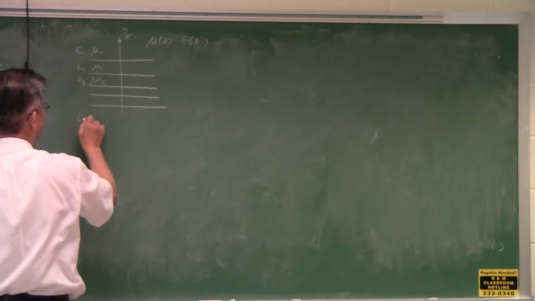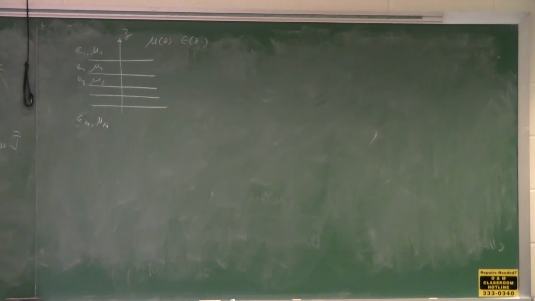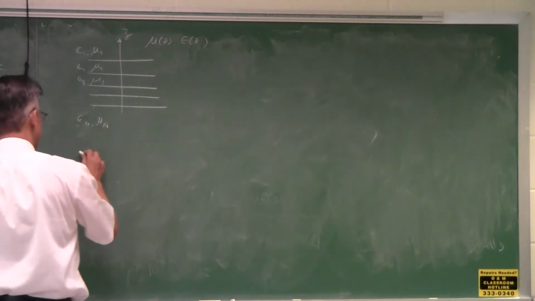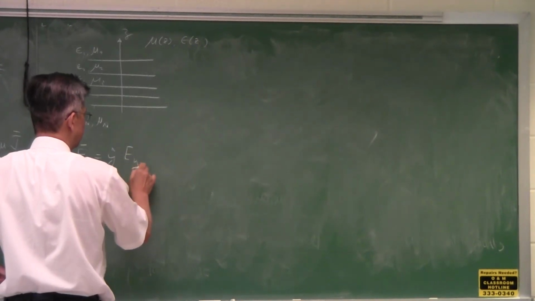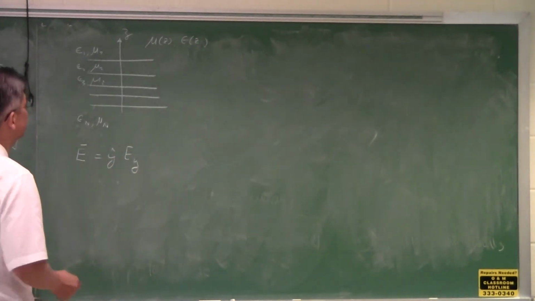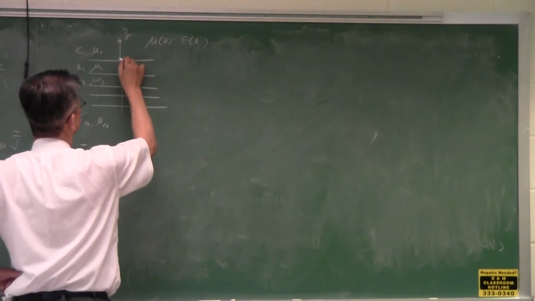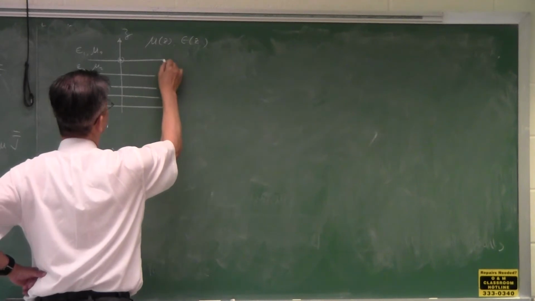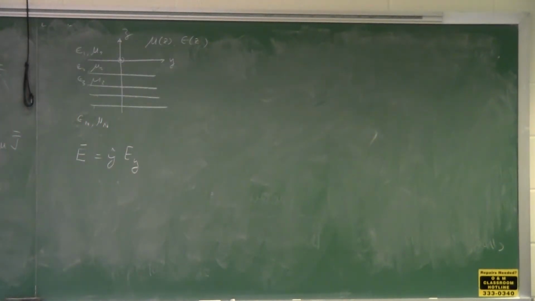This might be epsilon n, mu n. And how do we solve this problem? We can assume for simplicity that the electric field is pointing only in the y direction. Let's say that this is x and this is y.